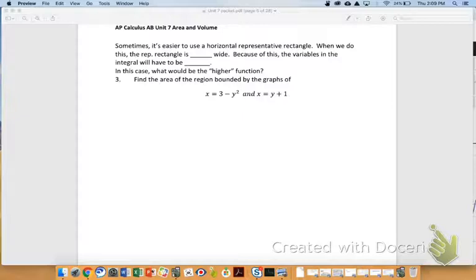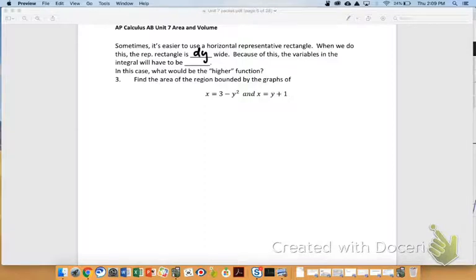So let's fill in some blanks. Everything we've done so far has used vertical representative rectangles like the ones I just drew in there. In certain cases, like the one we're about to look at, a horizontal representative rectangle is better. So instead of the representative rectangle being dx wide, it would be just dy wide. And we'll look at why that is in a second.